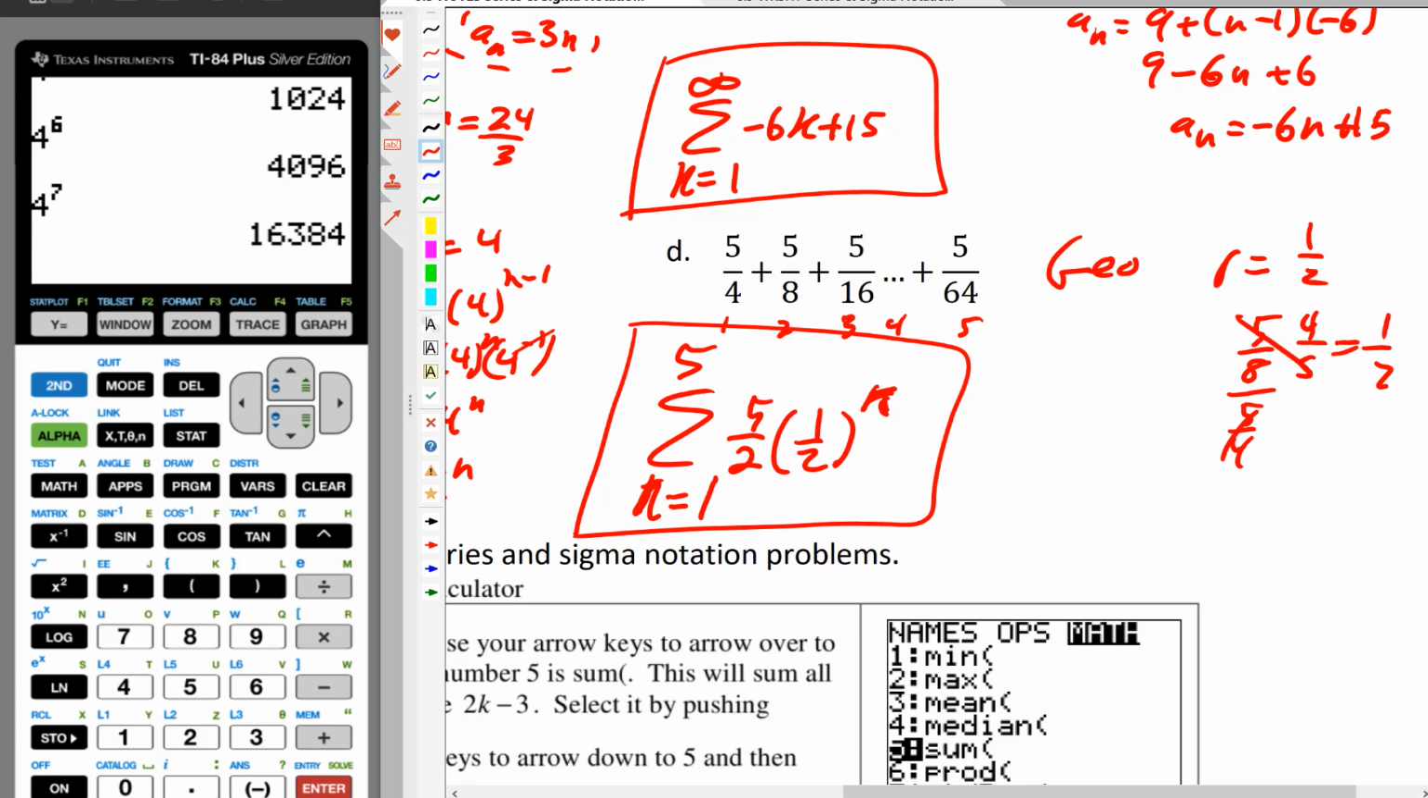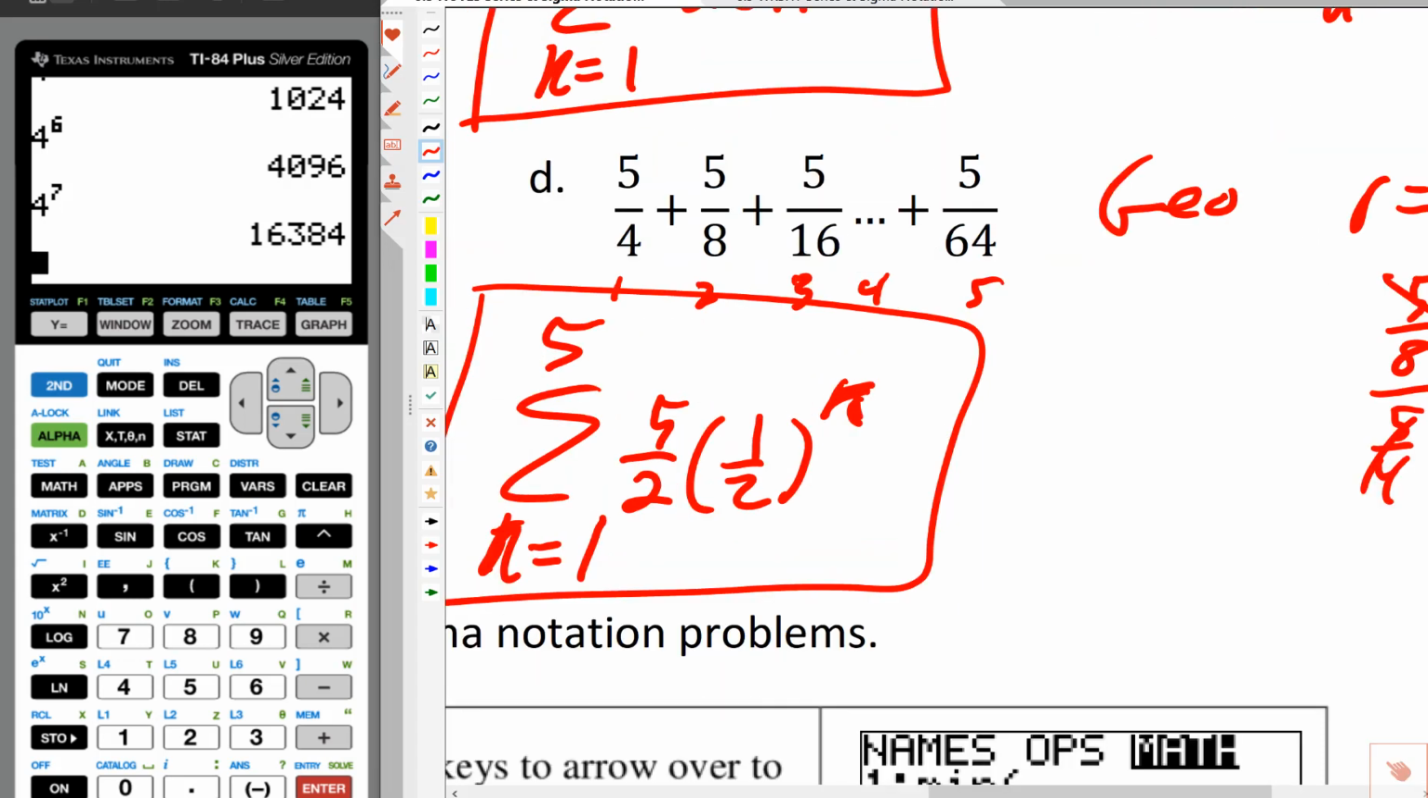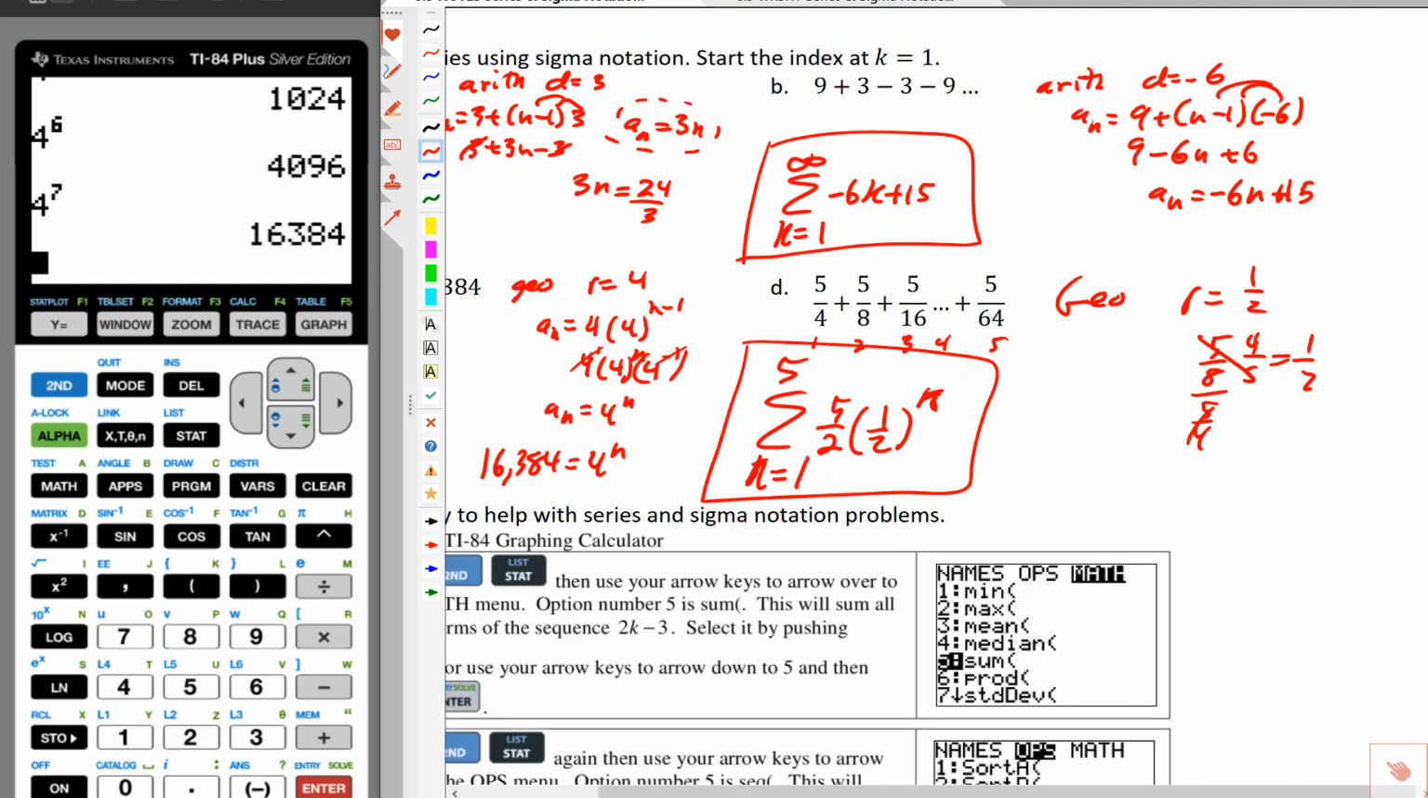All right. Okay. Now, whoops, get this out of here. Calculator. Yeah, grab your calculator. What do you need to use your calculator for?